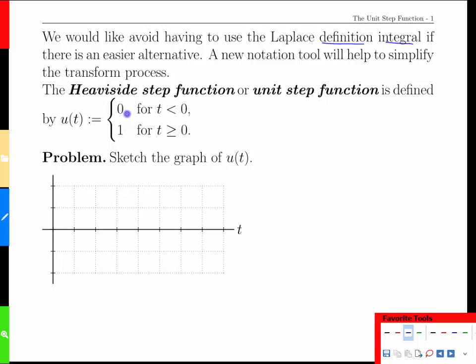The function is brilliantly simple. The function has a value of 0 up to t equals 0. So on this axis, we would have a flat line. Here we go. And then it would be undefined at that point there. And then it would jump to height 1 for every value of t that's larger than 0.